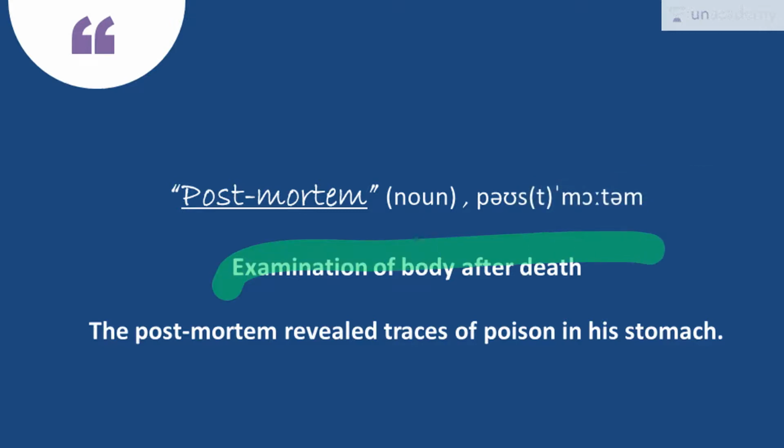Now whenever someone dies, if that is a case of accident, a case of murder, or any such case, then to know the actual cause of death, what is done? Post-mortem is done. The examination of the body takes place after the death. That is what we call post-mortem. For example, the post-mortem revealed traces of poison in his stomach.